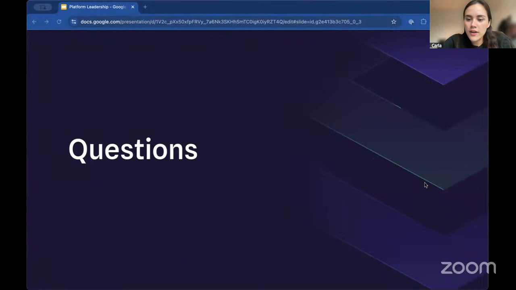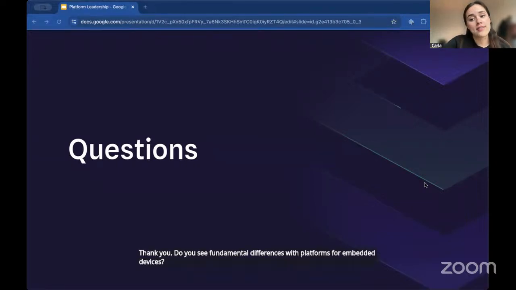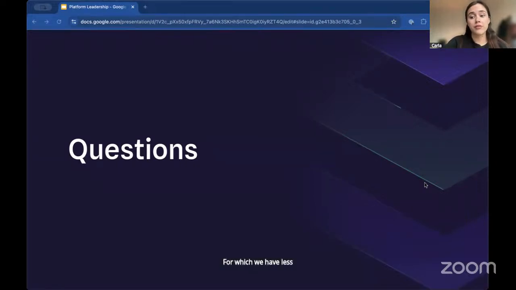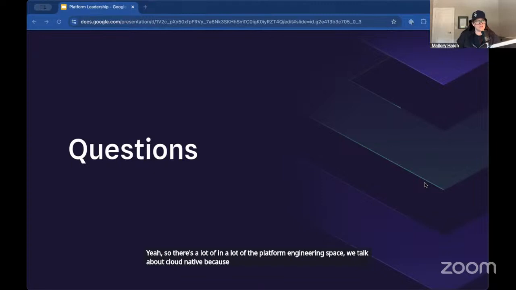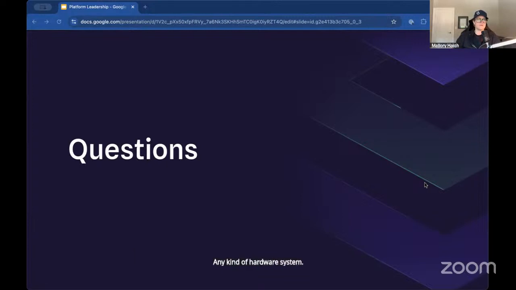Thank you. Do you see fundamental differences with platforms for embedded devices, for which we have less flexibility than for cloud kind of software? Yeah, so in a lot of the platform engineering space, we talk about cloud native because that's the big thing in terms of runtime deployment environments at the moment. But those principles can be applied when you also have to talk to any kind of hardware system, any sort of on-prem piece as well.